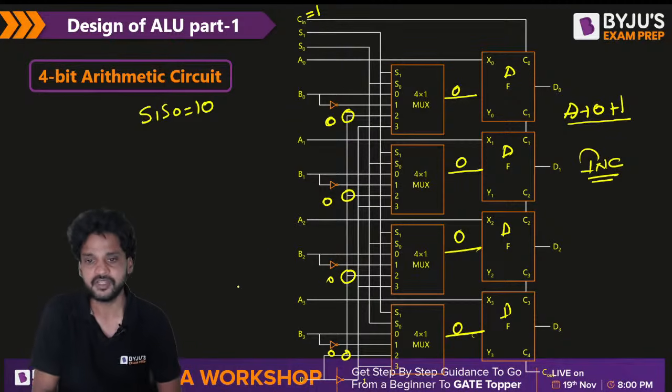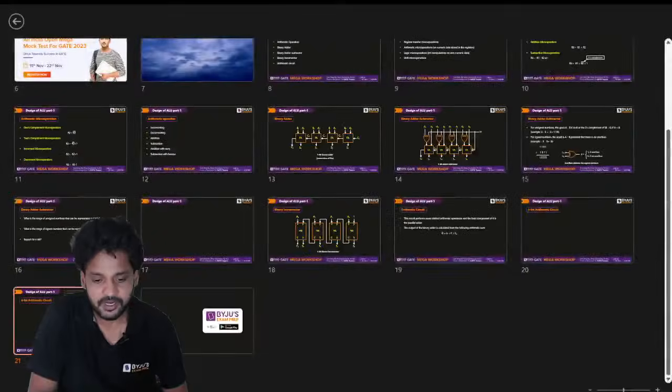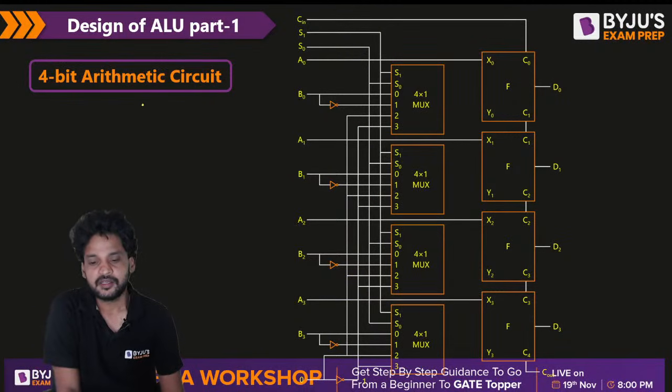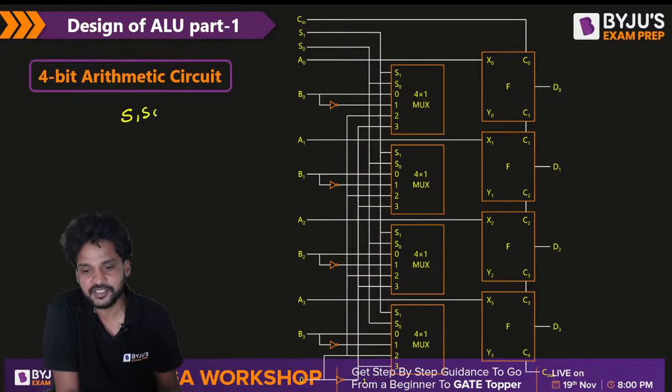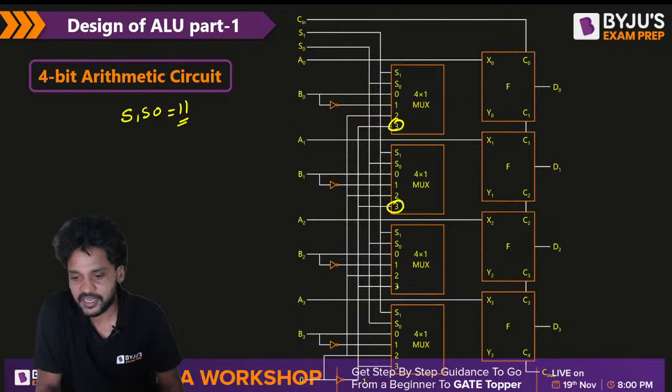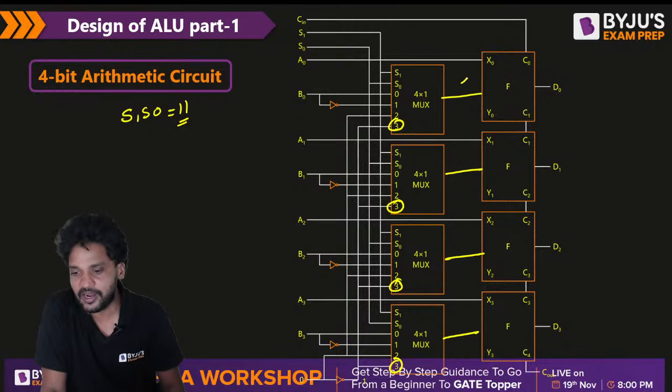Alright. Next, we have only one operation, that is the decrement operation. Now, whenever S1 and S0 are equal to 1, 1, what will happen? The final input of the multiplexer will get enabled. What is the final input? The final input is equal to 1. So the multiplexer enables 1 and sends it to the full adder. The full adder is going to receive 1 from all the multiplexers.